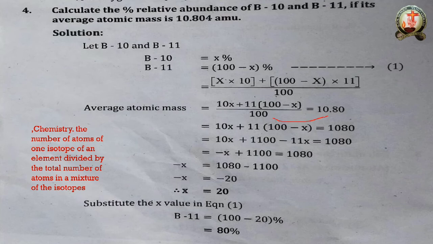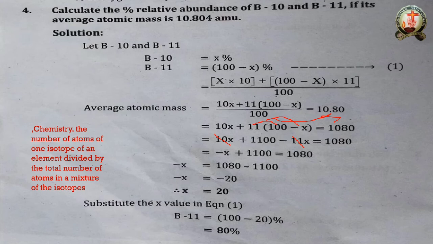This 100 I am going to take and multiply here. What we can get? 10x plus 11 into 100 minus x into 1080. So I am going to multiply 11 into 100, that is 1100, minus 11 into x, 11x. So 11x minus 10x is equal to x, and minus x plus 1100 is equal to 1080.